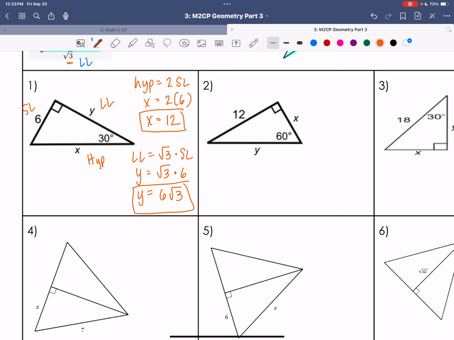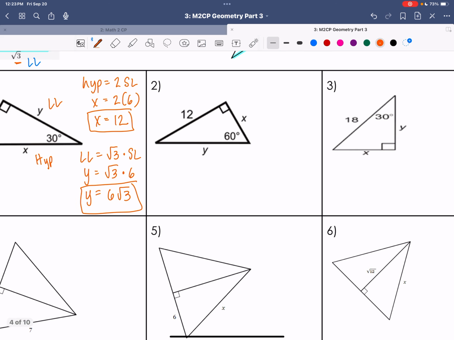All right, let's do this next one. Label your sides. So I know this is going to be my long side because it's opposite 90. I know that this is going to be my hypotenuse. And so if that's the hypotenuse, then this has to be the short leg. So the short leg is what we're looking for. The short leg is the long leg divided by root 3. So now let's plug that in. I'm going to rewrite that up here.